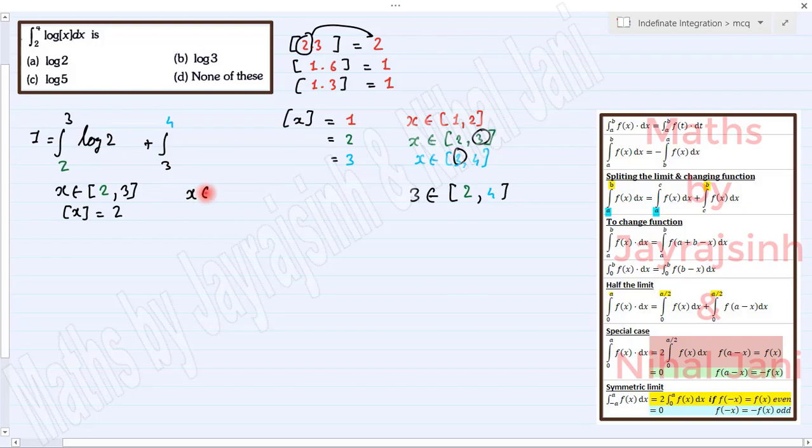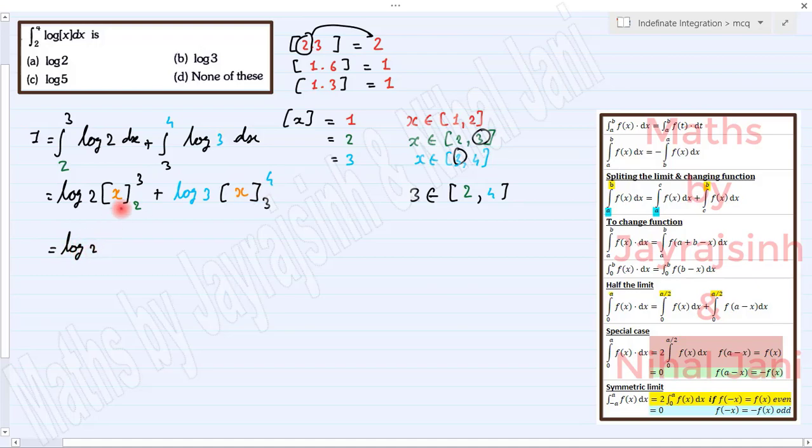Similarly, for x belongs to 3 to 4, box x will be 3, so log box x will be log 3. So we are ready for integration. Log 2 is a constant term, so its integration will be simply x, with limit from 2 to 3. Similarly, log 3 is also constant, so its integration will be again x, with limit from 3 to 4.